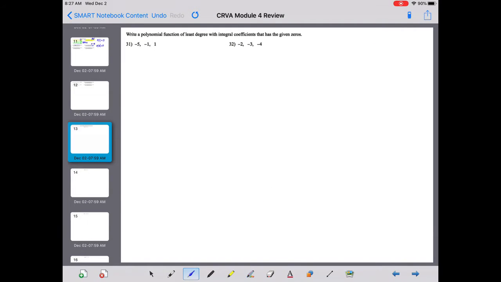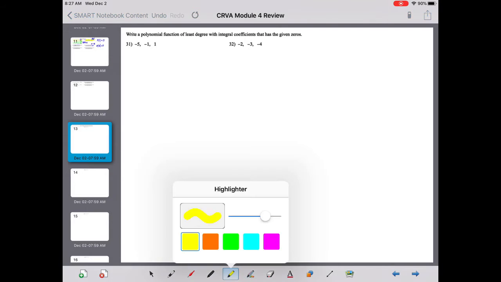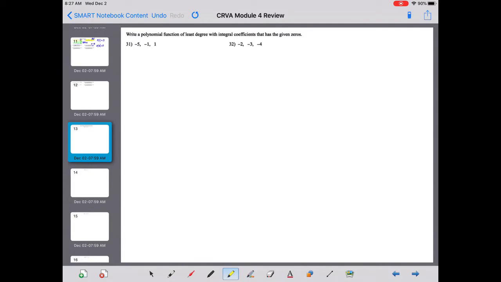Write a polynomial function of least degree with integral coefficients that has the given zeros. So now what they're saying is this polynomial that we need to create, x to the whatever plus x to the whatever, has these zeros. These are the zeros right here, the roots.